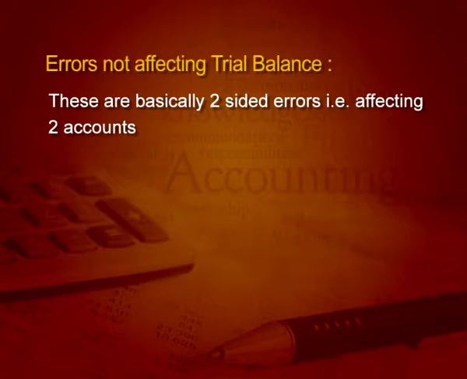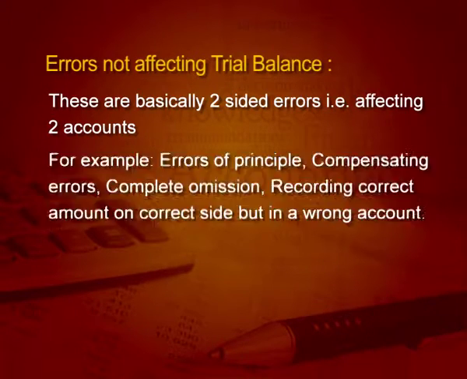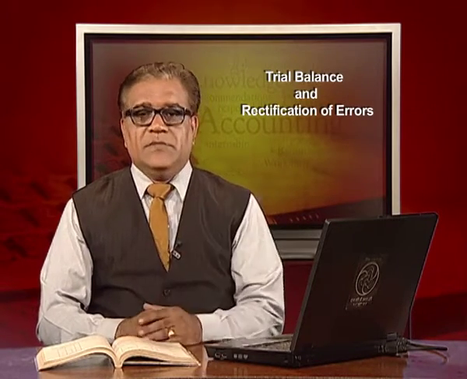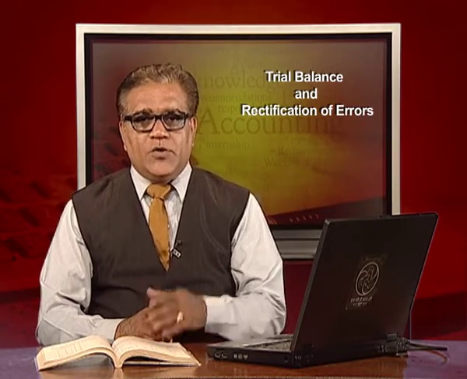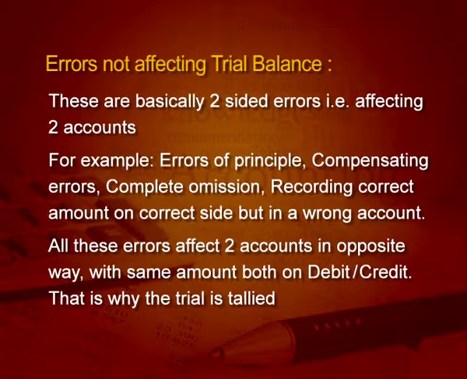These are basically two-sided errors, that is affecting two accounts. For example, error of principal, compensating error, complete omission, recording correct amount on the correct side but in a wrong account, like Ram and Sham. All these errors affect two accounts in the opposite manner with the same amount, but both on debit and credit. That is why the trial balance is always tallied.